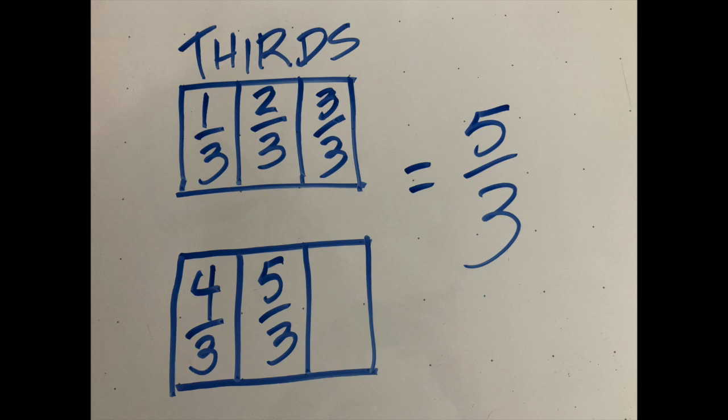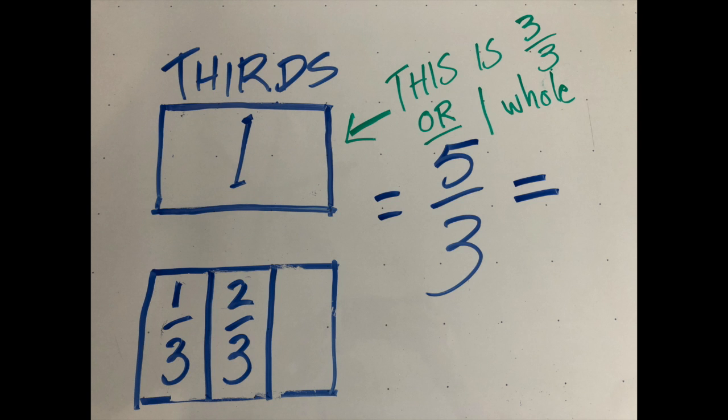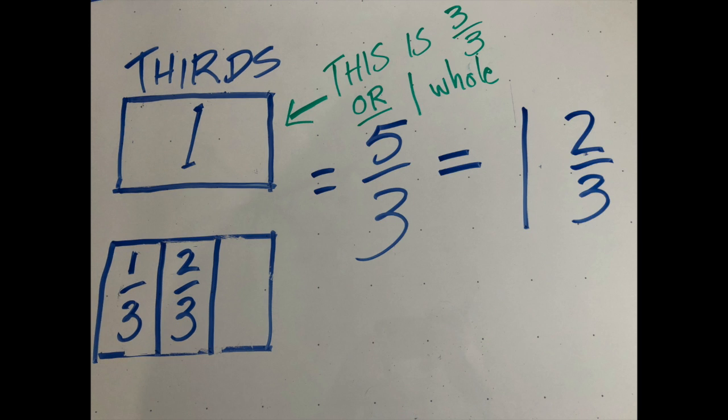Now, of course, you wouldn't usually just write a fraction as 5/3. You want to simplify it. So you know that the top frame is 1 whole, so you can just change that to 1. And then the thirds you added can become just 1/3 and 2/3. So your answer is going to be 1 and 2/3.